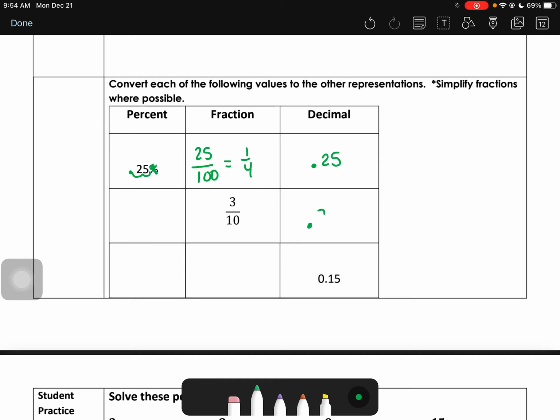3/10 is written as 0.3, and so when we want to convert that to a percent, we move the decimal 2 places to the right, and that's going to be 30%. Changing the decimal to a fraction would be 15 over 100, and remember, percent is out of 100, so that's going to be 15%, but we want to reduce that fraction so we can divide the top and the bottom by 5, and we get 3 over 20.